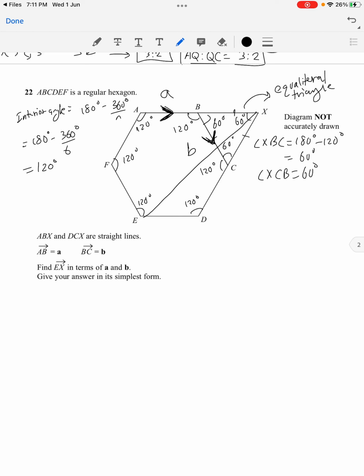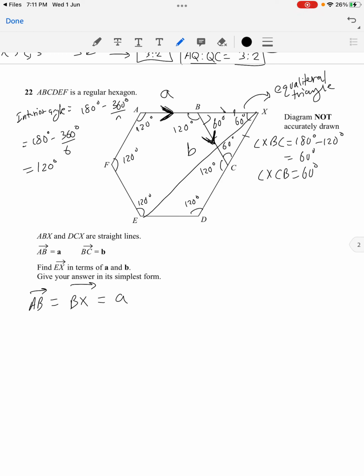Okay, so since we know that, your next step is: since we know AB is equal to BX because they are in a straight line, and since we know XBC is an equilateral triangle, they must be equal to each other, right?